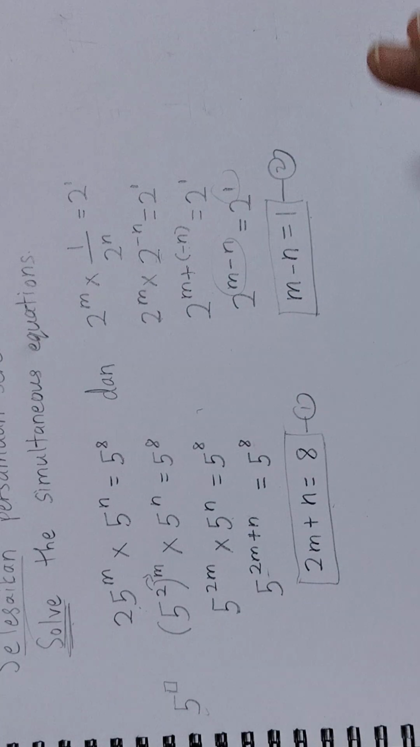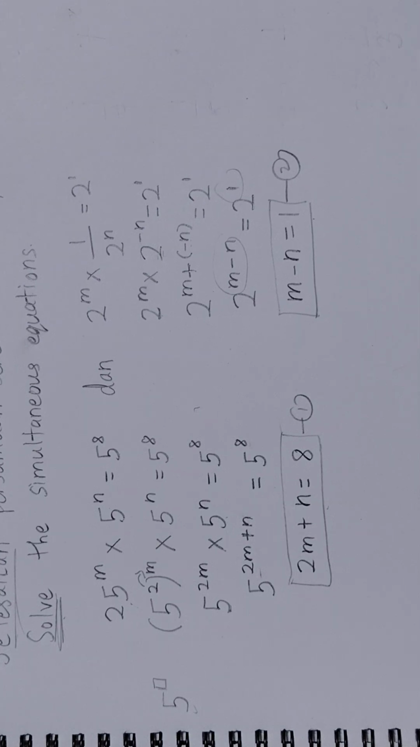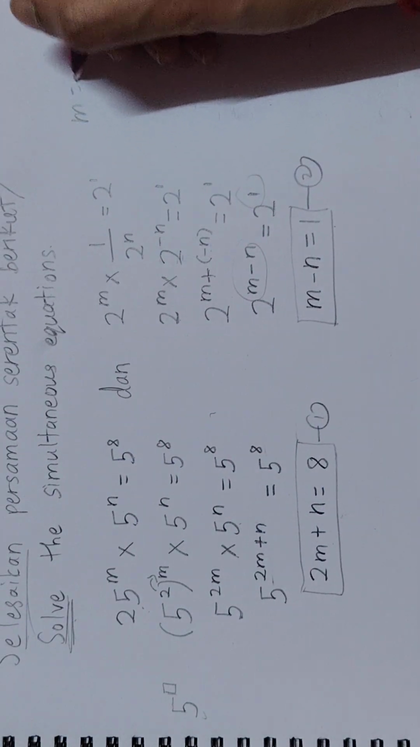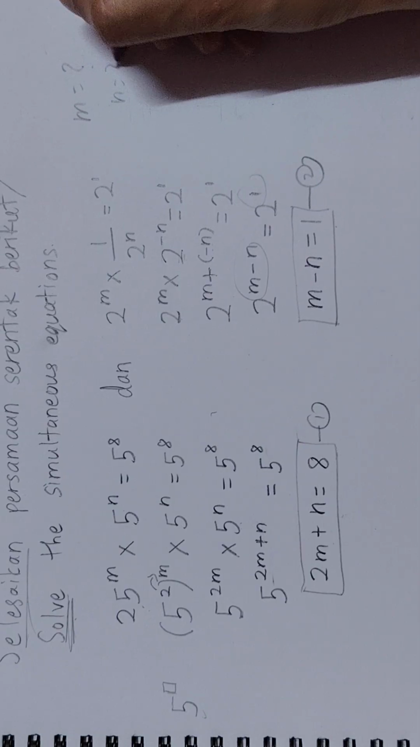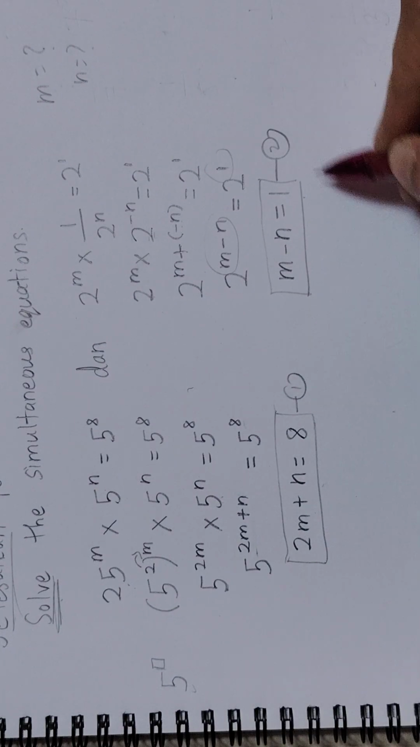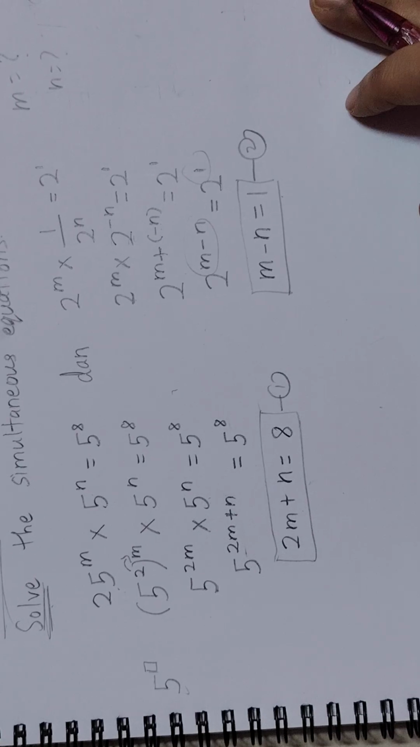Okay, so is this done, class? Are we done here? Not yet. They say solve, right? Solve meaning we need to find the value of m, how much? And n also how much? Now we are only halfway. So 2m plus n and this one, right? So what are we going to do?